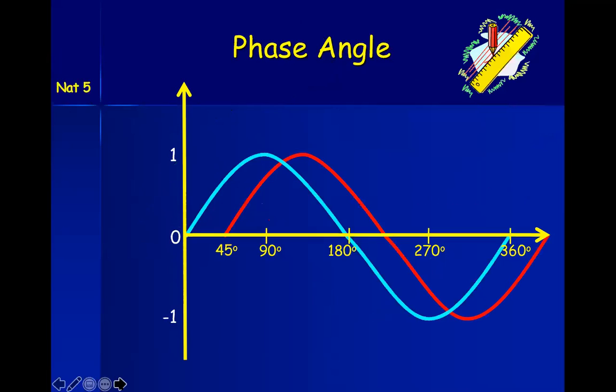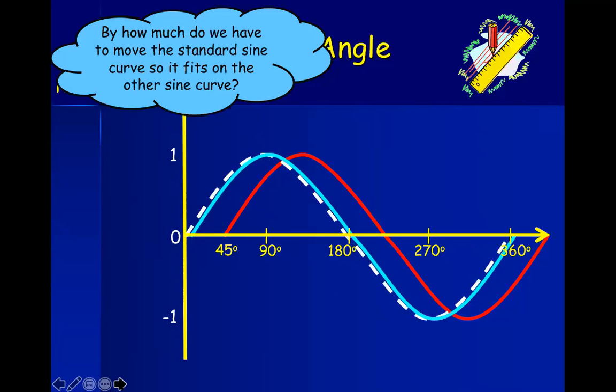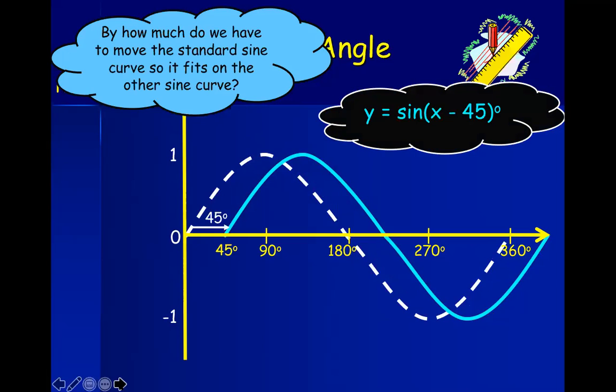So this one has gone to the right. In order to get back to where it was, you would need to take away 45 to bring it back. Because we moved there, to bring it back, we need to take away those 45. And that's why it's now sine x minus 45. Remember, we've not changed the amplitude. If we had changed the amplitude to 2, you would have just put a 2 here. And that's what phase is all about.